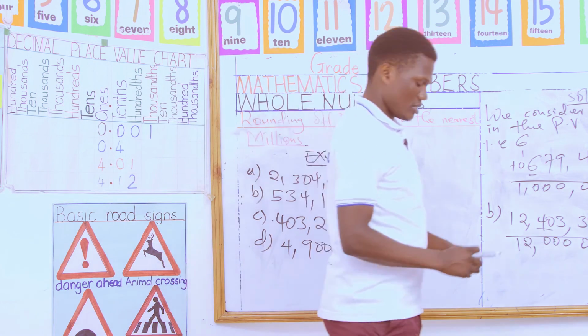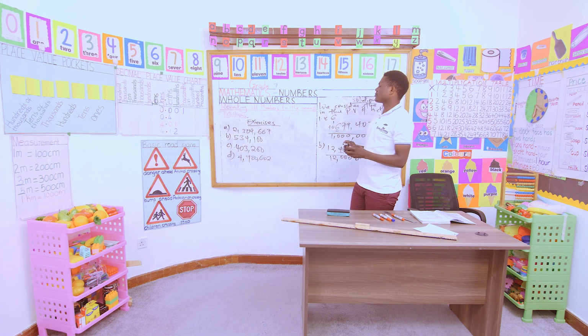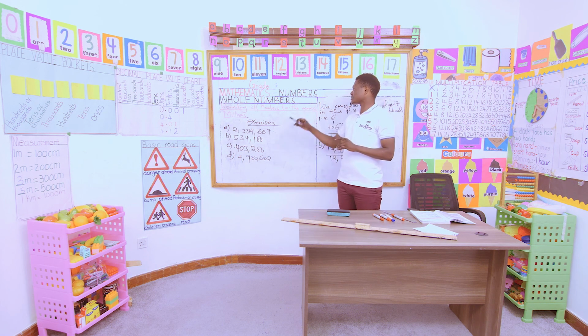Are we together? Yeah, so that marks the end of our session regarding rounding off of numbers to the nearest millions. Let's meet next time in our next session where we shall discuss how to round off numbers to the nearest tens of millions.